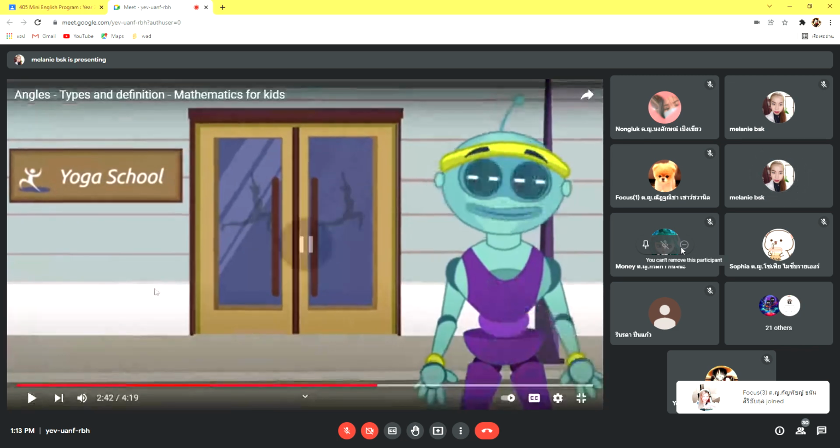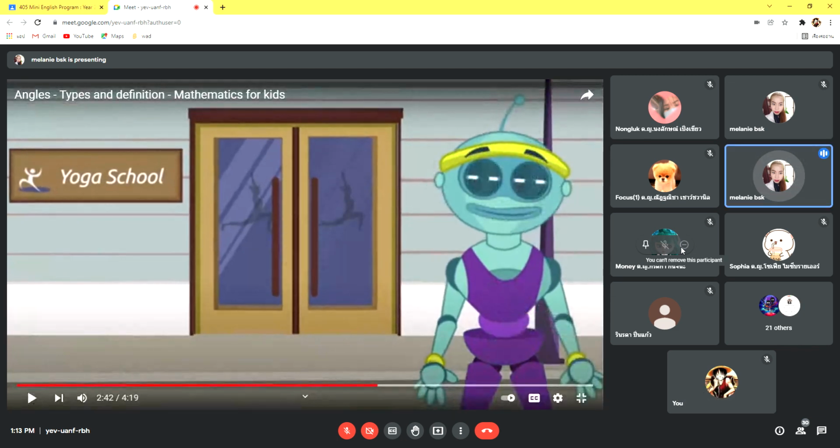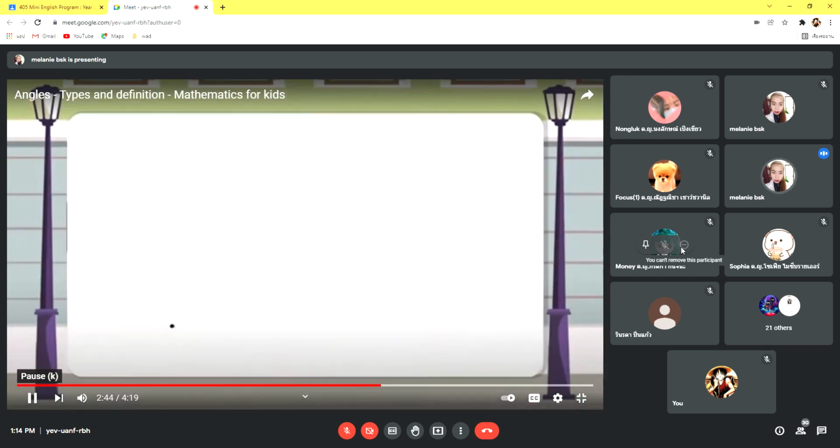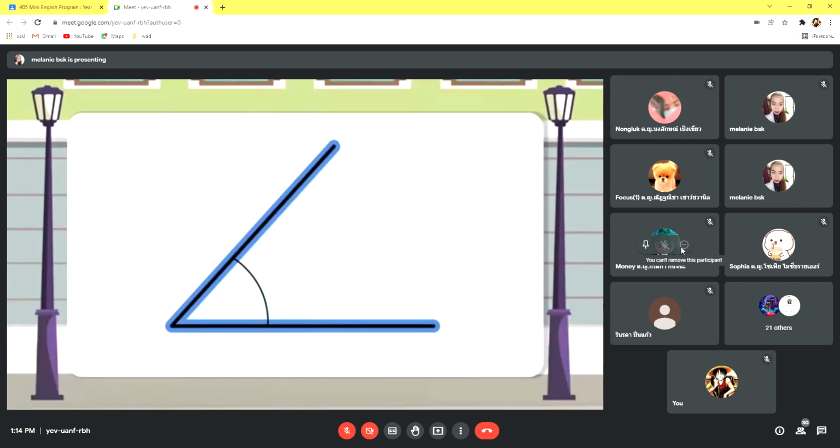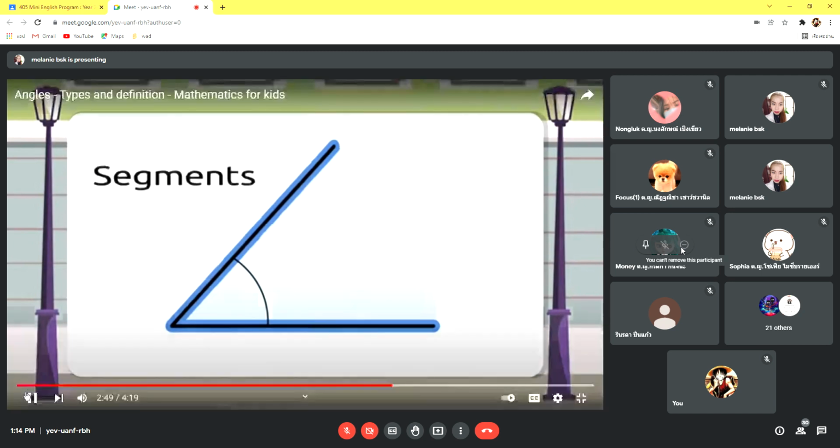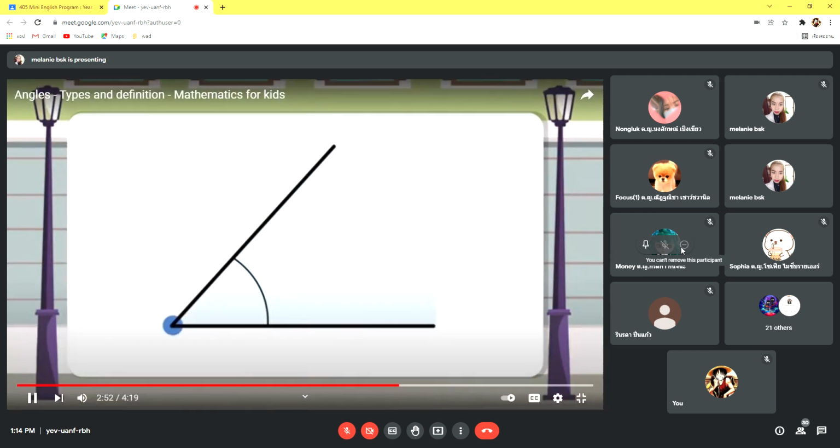Let's recap. Children, how many types of angles have you seen? Okay, so we have 6 types of angles: the acute angle, the obtuse angle, the right angle, flat angle, reflex angle, and the full rotation angle. What have we learned? An angle is the space between two straight lines that we call segments, and the point where both lines meet is called the vertex.